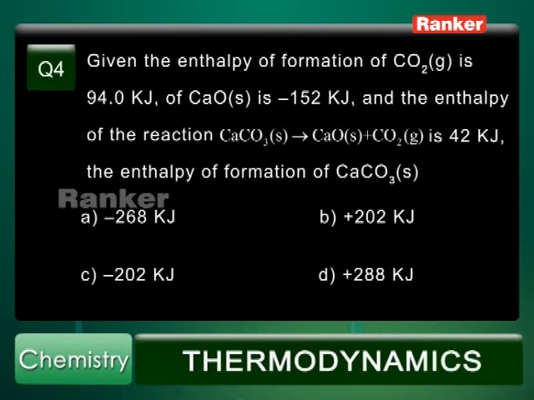Question number 4. Given the enthalpy of formation of carbon dioxide is minus 94 kilojoules and that of calcium oxide is minus 152 kilojoules, and the enthalpy of the reaction CaCO3 gives CaO plus CO2 is 42 kilojoules. Find the enthalpy of formation of CaCO3.